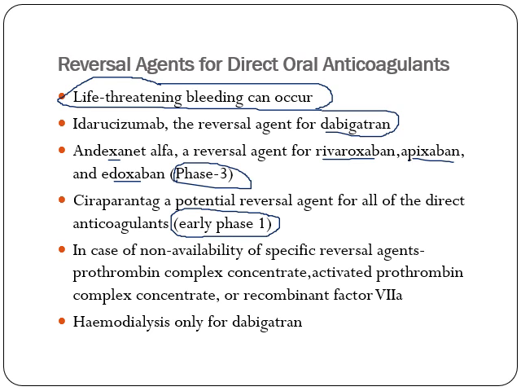So suppose we don't have any of these agents. In case of non-availability of these specific reversal agents, what can we do? We can give prothrombin complex concentrate, or we can use activated prothrombin complex concentrate, and we can also use recombinant factor 7A. Hemodialysis is only reserved for dabigatran, because the other agents bind plasma protein very avidly, very strongly. So hemodialysis is only reserved for dabigatran.